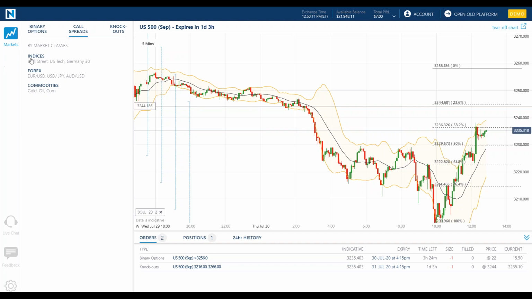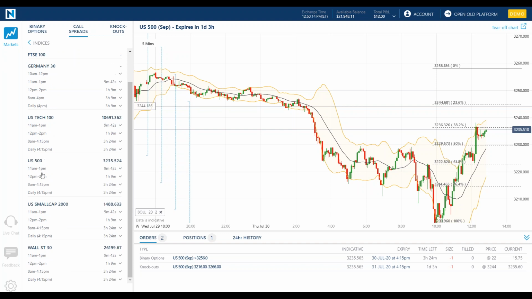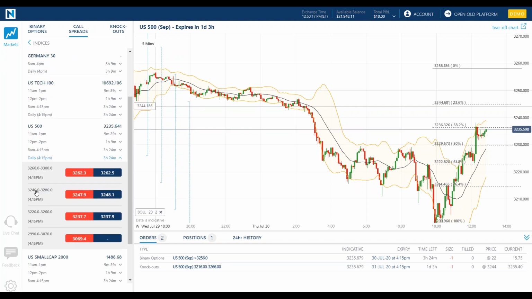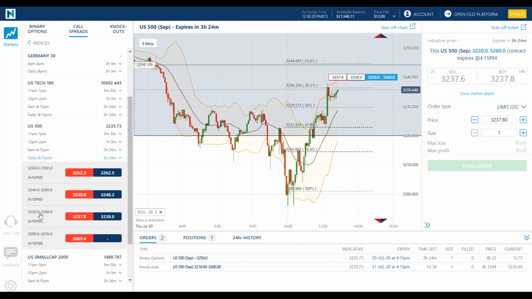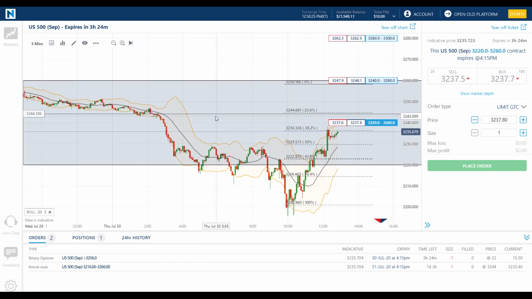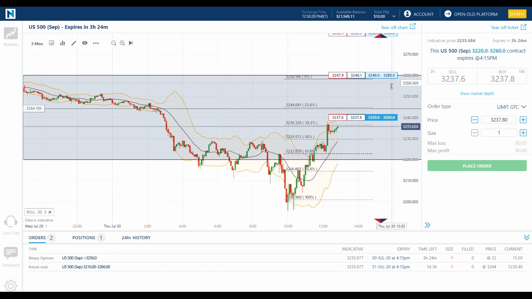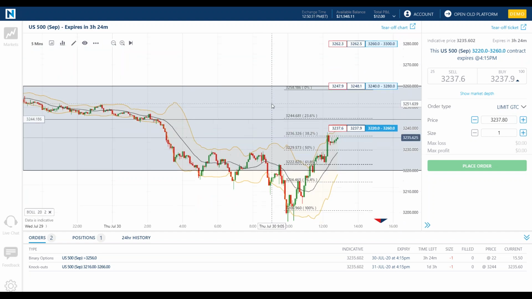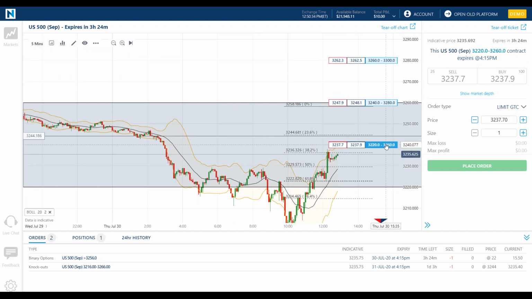So let's go back and go to our indices for a second. I'm going to go to the US 500 daily again, and notice that there are different ranges. You're going to see the different ranges that are currently available. So here we are, the 32.20 to the 32.60. Let's click on a buy. Now, this has got a range, and you can see it's shaded in blue. We'll stick with that one.